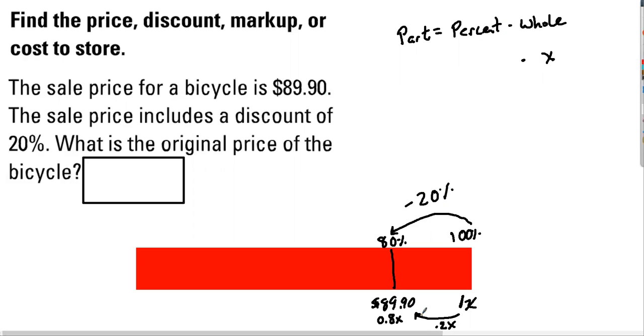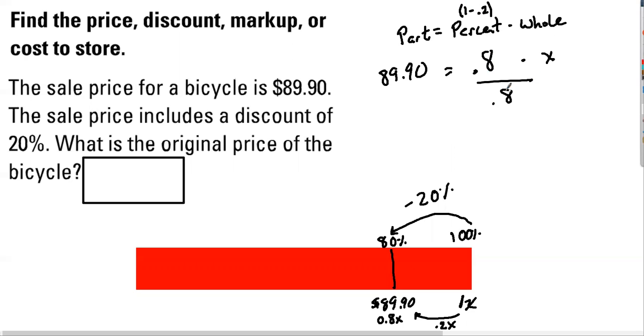It's the amount that I'm discounting. But what I do know is that after I take away that 20%, I am paying for 80% of the item. And paying for 80% of the item is paying $89.90. So this percent right here is back to that. This was really 1 for one whole, or 100%, minus 20%, or 0.2. That's how we got that.